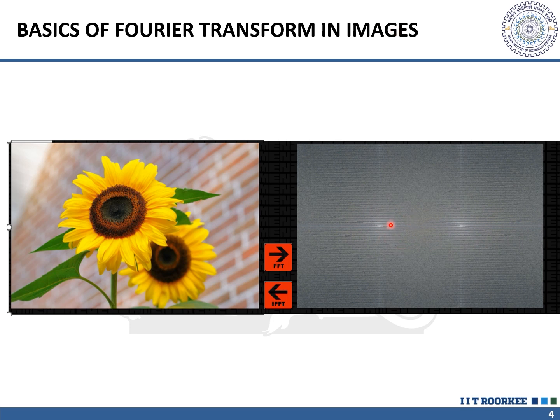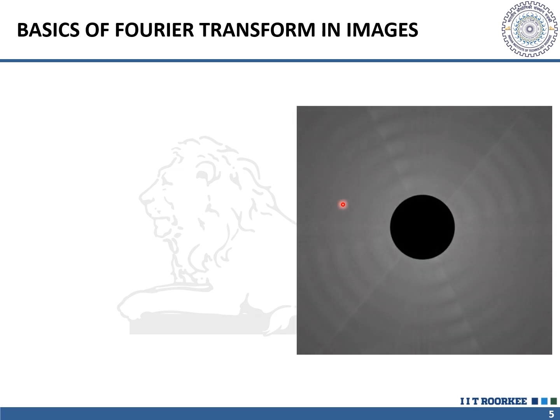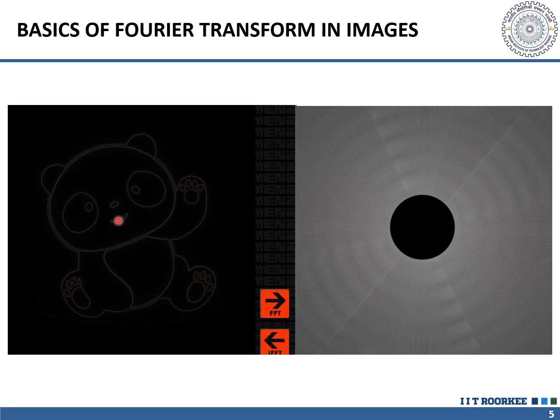Suppose we mask these two centers, so what will be the inverse Fourier transformation? What will the image look like if we mask these two centers and do the inverse Fourier transform? So earlier we had the image of a panda. This is the Fourier transform, and we have masked the Fourier transform with this, and now we are trying to inverse Fourier transform, so we will get an image like this.